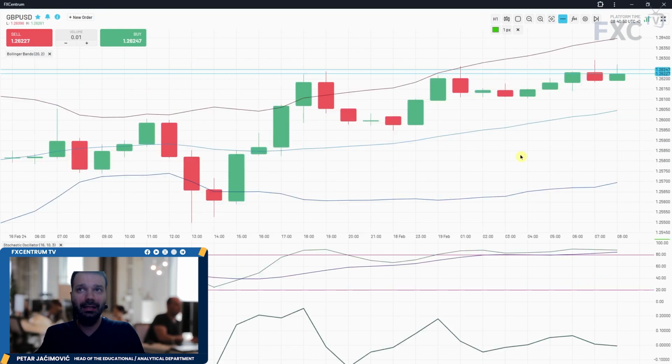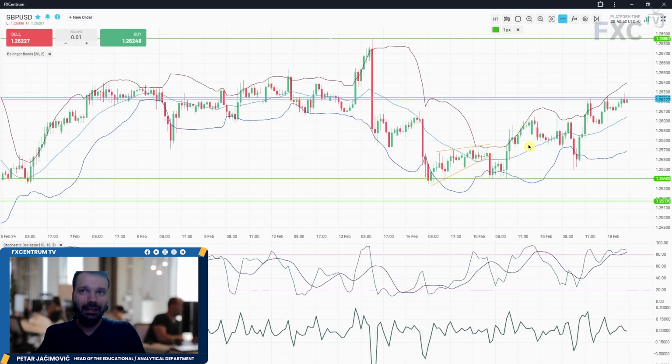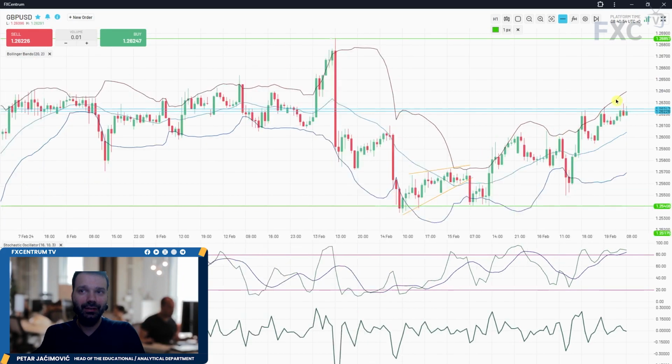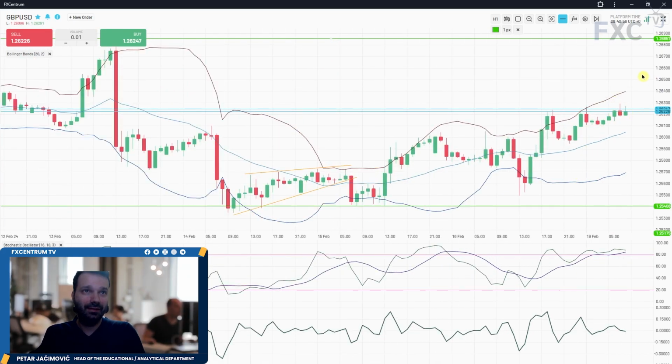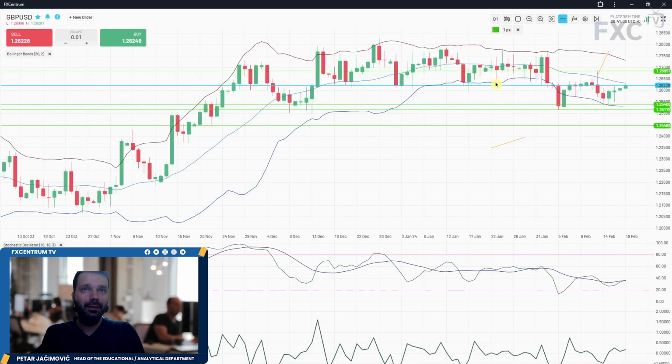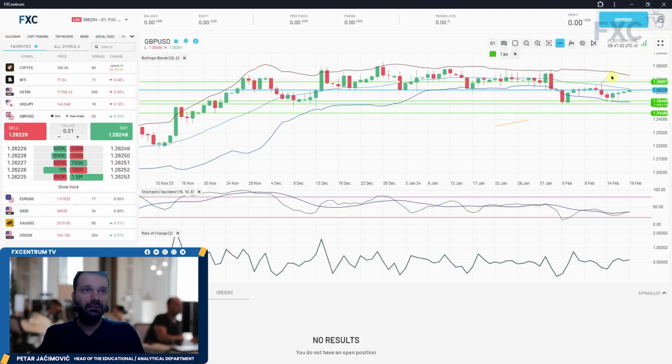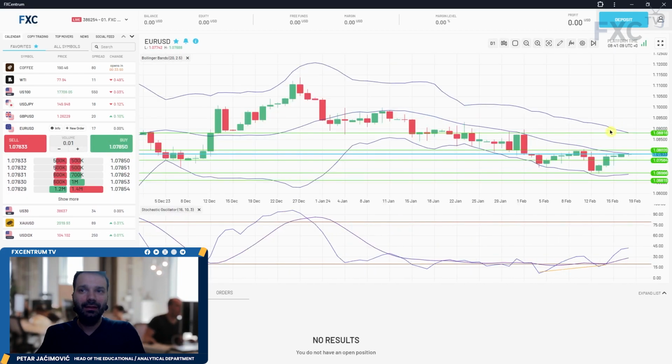If we go to the hourly time frame, we're building higher highs and higher lows on the intraday, and it seems like there is a chance for the higher prices. So I think this is maybe one of my favorites for today, together with crude oil for potential rally, further rally. Euro dollar was very similar.